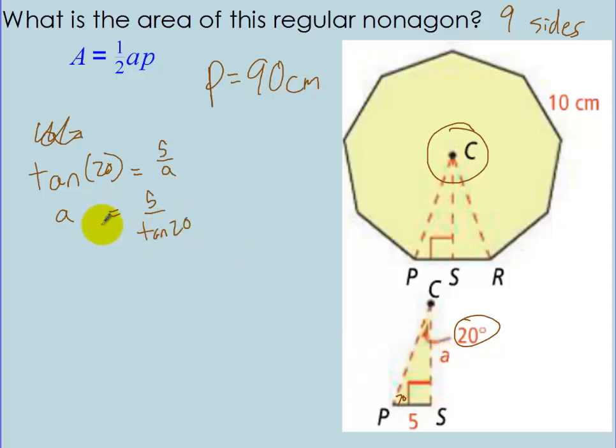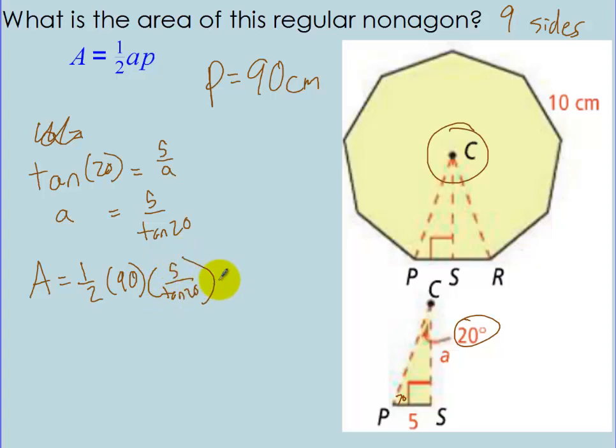So now that I know that A equals that, I can write a new equation. My area of the nonagon is going to equal 1/2 times 90 centimeters times 5 over tangent of 20.